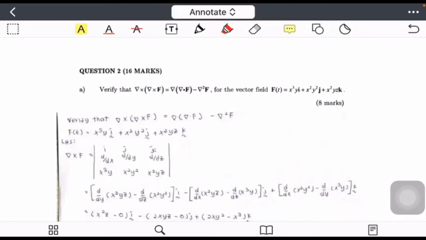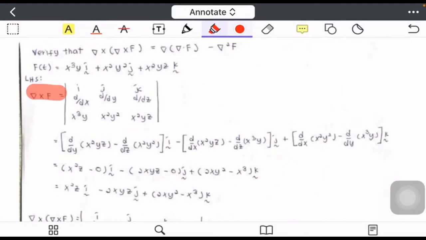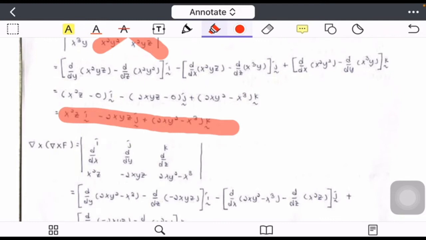So kita akan buat delta times F dulu ataupun curl F, cross product. Jawapannya mesti dalam i j k. So pertama sekali d over dy darab dengan x squared yz tolak dengan d over dz darab dengan x squared y squared untuk i, dan seterusnya untuk j dan k. Jawapan mesti dalam i j k. So jawapannya x cubed z, x squared z tolak 2xyz j tambah dengan 2xy squared tolak x cubed k.